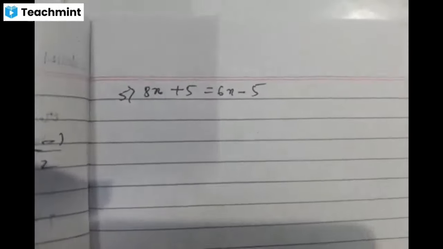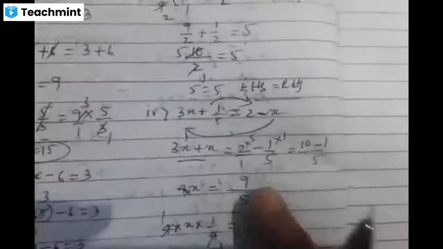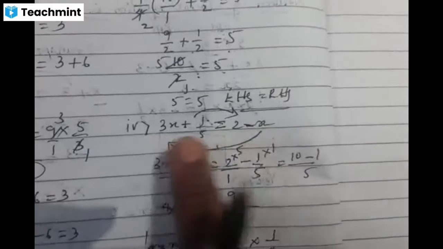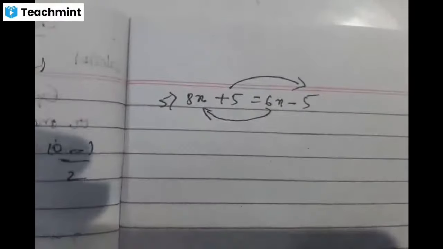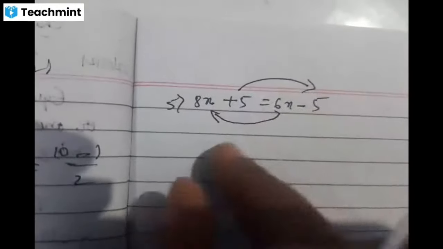8x plus 5 is equal to 6x minus 5. Children, here you can observe again, as in the previous question, we have like terms in the left hand side as well as the right hand side. So it is the same as that question. Here 6x I will send to the left hand side, plus 6x will become minus 6x. Next, plus 5 I will send to the right hand side, plus 5 will become minus 5. So both the steps I am going to do in the same step.